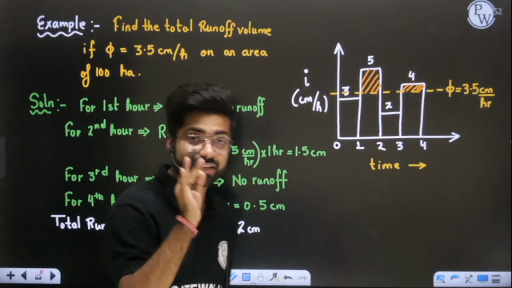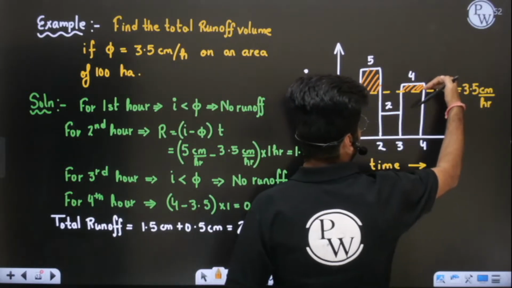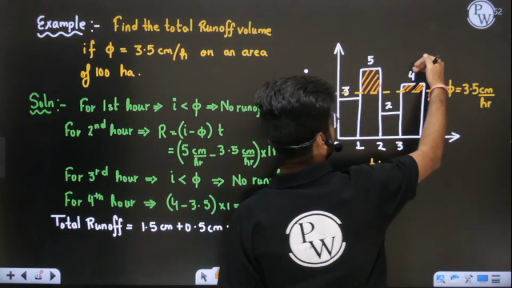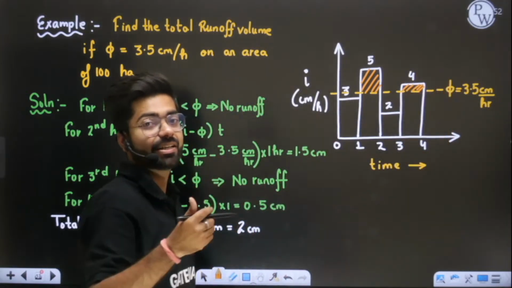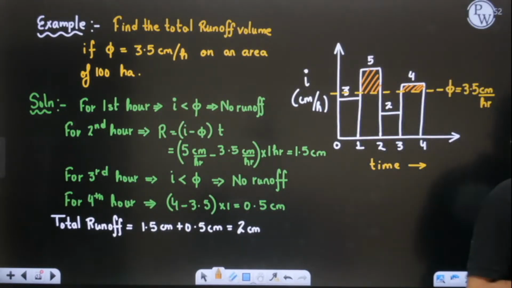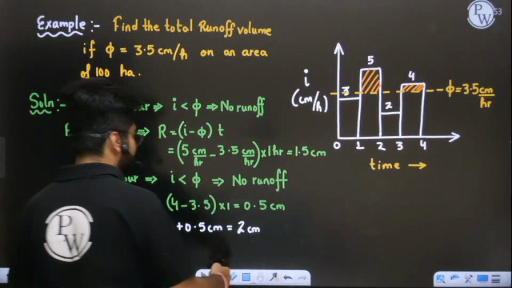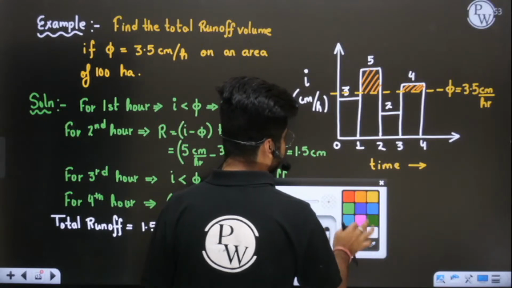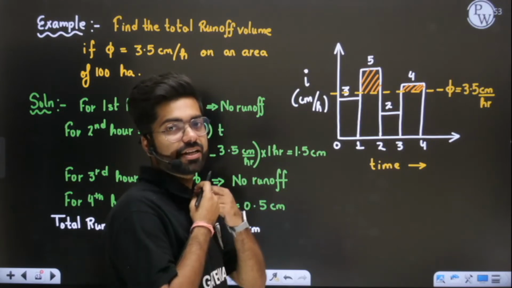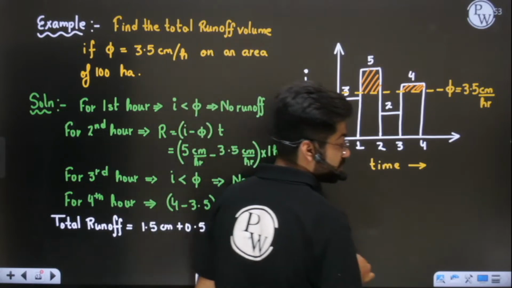So listen very carefully now. The value of rainfall above the phi index gives you runoff. Is this clear? So this is the main definition. And the value of rainfall which is below the phi index, let me color it with blue. Let us find the value of rainfall below the phi index. Listen very carefully.